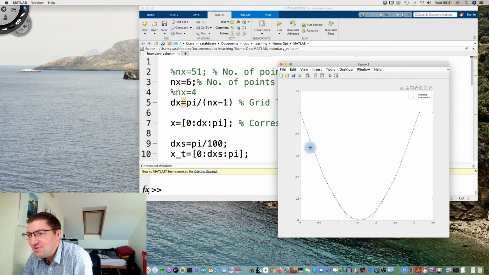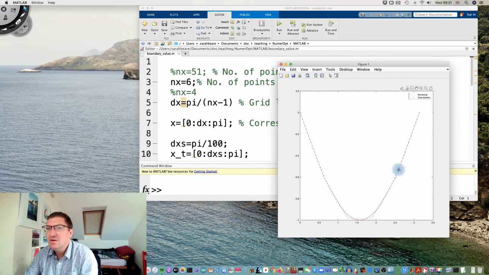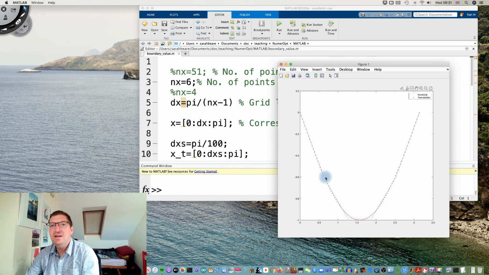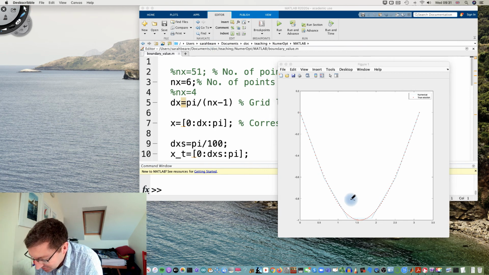But you now see the true solution I've kept on a high resolution grid. So we've got loads of points, but the numerical solution now only has 1, 2, 3, 4, 5, 6 points. So it gets the boundary conditions right, it gets the general shape, but there are big differences now between the numerical solution and true solution as you get here. So that's your truncation error.